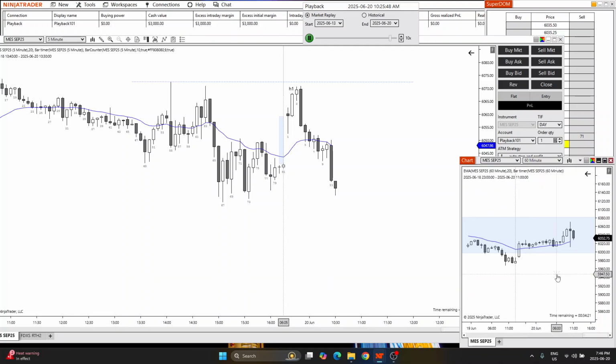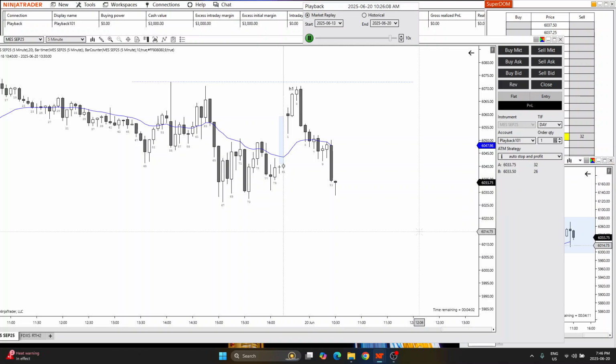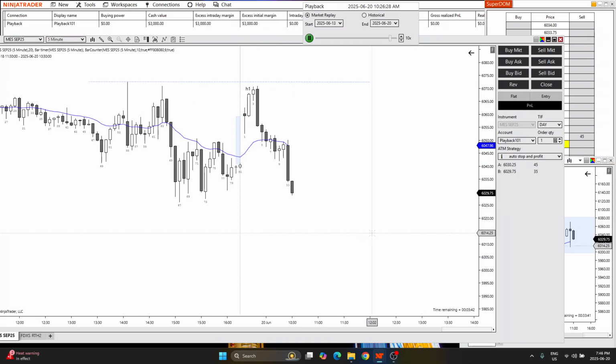We're in the middle of the range now. So although this was not a good setup, this high 2, it's still high 2, right? So this is high 2.